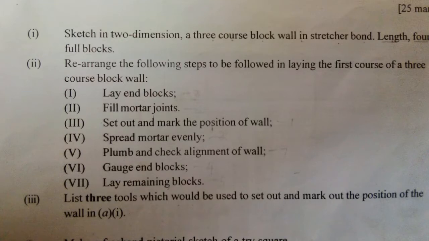3AII. List 3 tools which will be used to set out and mark out the position of the wall. So we take marking out tools, you have a chalk. Then you take second out tools, you have a builder square, line and pin for that. So these are 3: builder square, line, pin, and chalk.